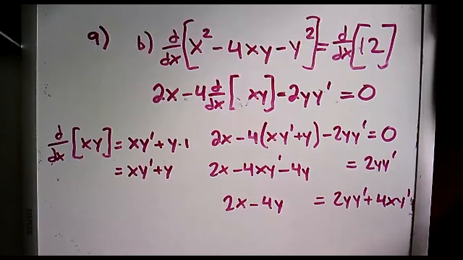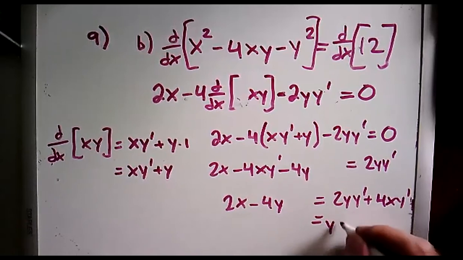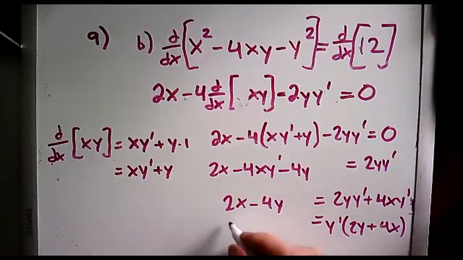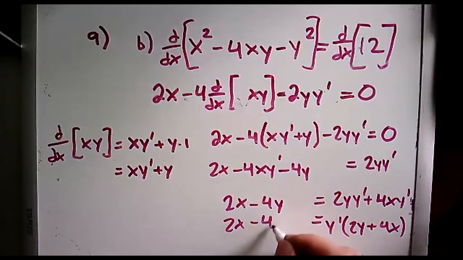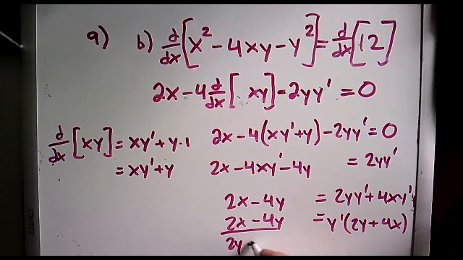A lot of students get to this point and then they're not quite sure what to do. The reason we brought all these over to one side is so we can factor out that y prime, and we're left with (2y plus 4x) y prime equals 2x minus 4y. And finally, if we just divide by this factored quantity, we'll have y prime all by itself. And so I'll do that. I'll divide both sides by 2y plus 4x.